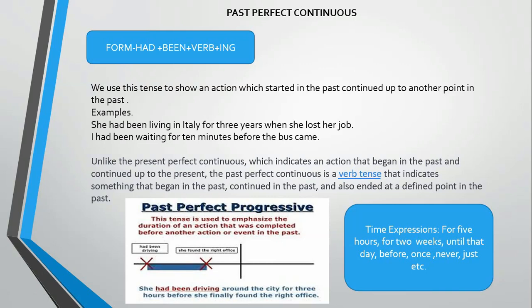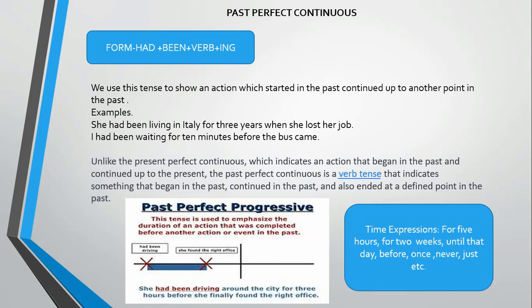So you can see she had been driving, so the process had started somewhere in the past, okay, for 3 hours. That reflects the duration, the time period before she finally found the right office. So the action of finding the right office is already completed. The action started, continued and completed in the past itself. Okay, she had been living in Italy for 3 years when she lost her job. Okay, so the process started in the past, continues and ends in the past itself when she lost her job.